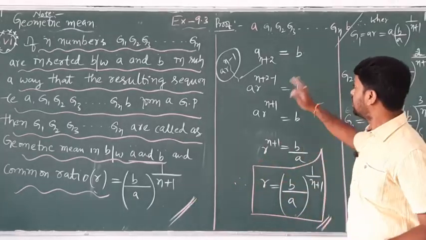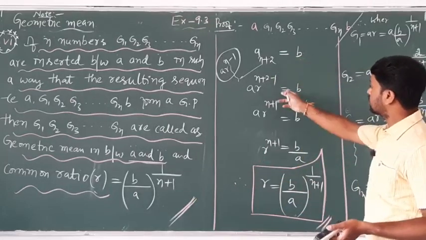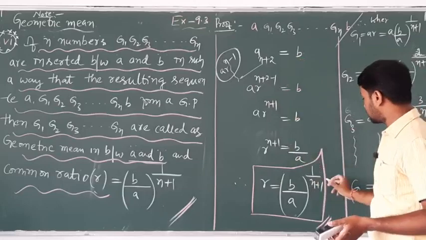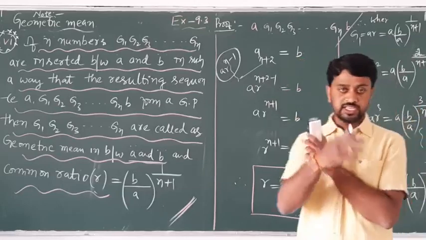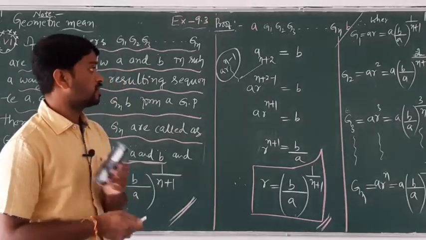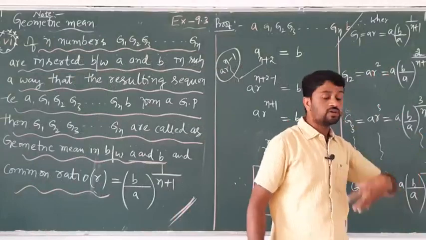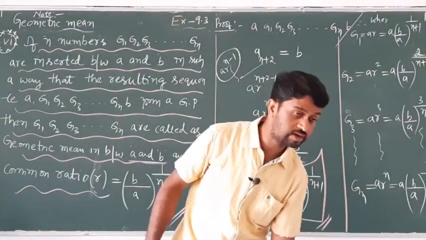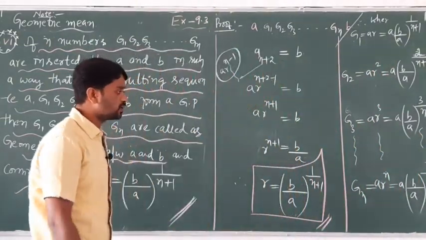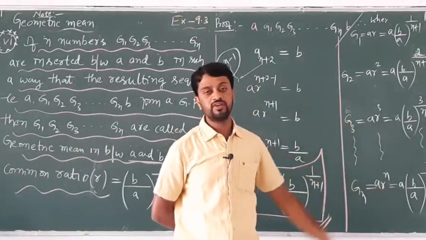Substitute here: the (n plus 2)th term is equal to B, that is A into R power of n plus 1, where R is equal to (B by A) whole power of 1 by n plus 1. What is the G1 number? The first number is AR. G2 means AR square, which is A into (B by A) whole power of 2 by n plus 1. Then A into (B by A) whole power of 3 by n plus 1, and so on, up to the nth number: Gn is equal to A into R power of n, which is A into (B by A) whole power of n by n plus 1.